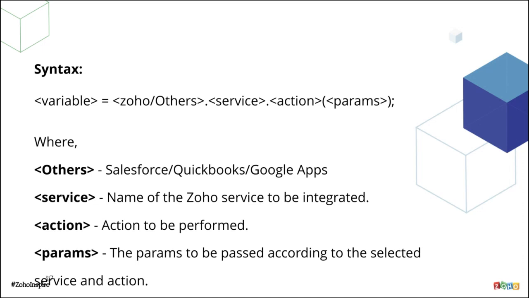But when it comes to third-party applications like QuickBooks, you need to establish the connection from the Creator account level, and use that connection string as the reference inside the action as one of the parameters. So I'll be showing you two use cases. One, the integration within a Zoho product, and the other one, integration with a third-party application. Right? Now let's get into the application straight away.